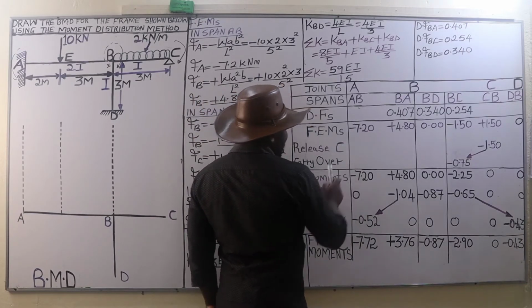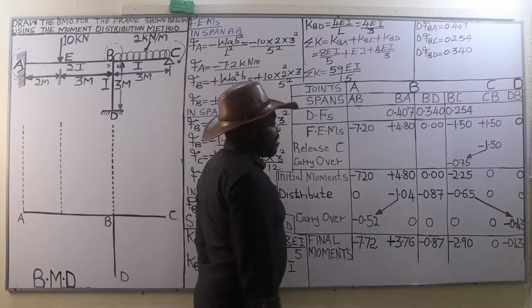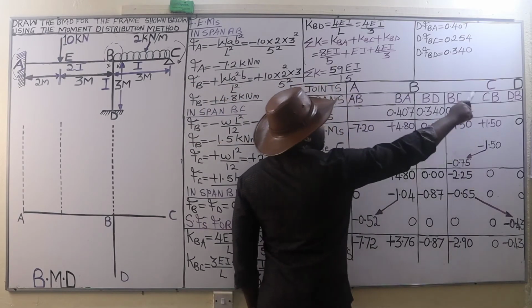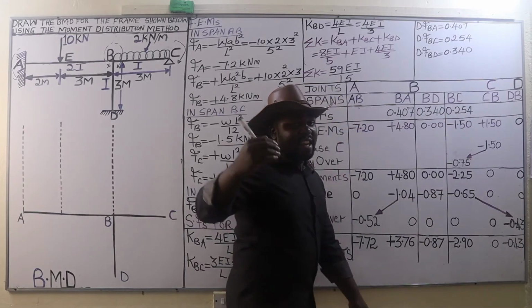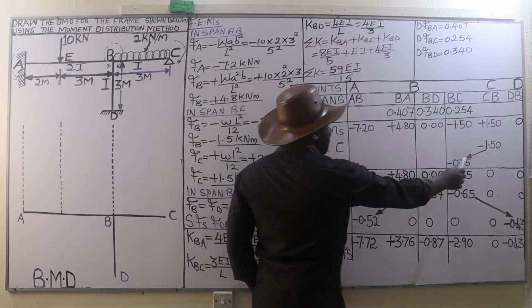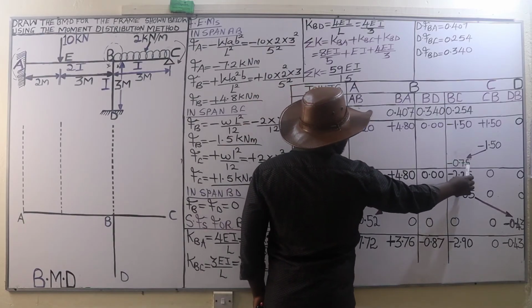Now, after we have released, it will be followed automatically by carrying over. So we are going to carry over half of this moment from joint C to joint B. And remember, the carry over factor is a half. So a half of negative 1.50 from C to B is negative 0.75.